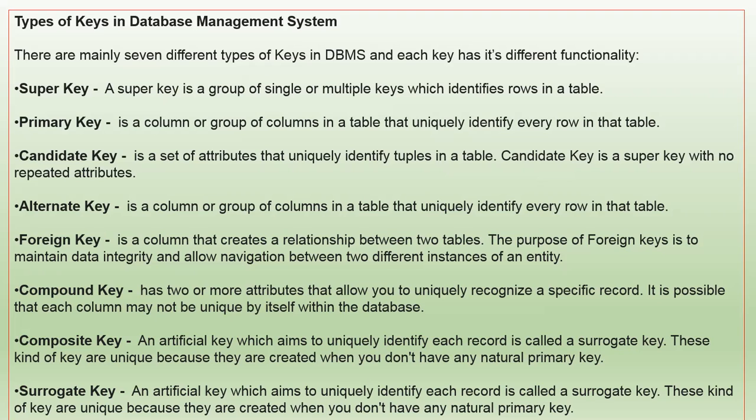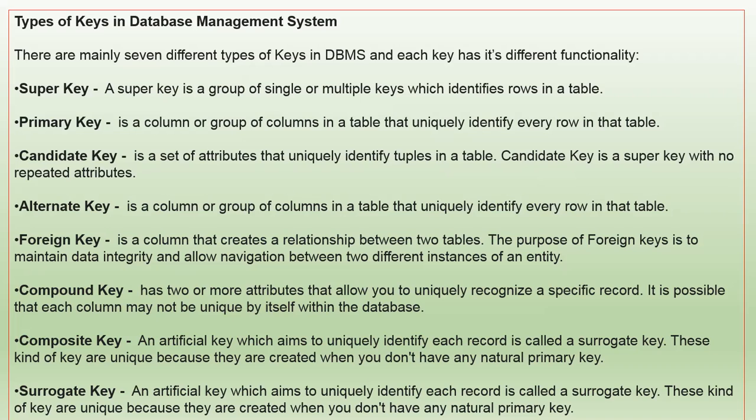Next key is alternate key. An alternate key is a column or group of columns in a table that uniquely identify every row in that table. Foreign key. A foreign key is a column that creates a relationship between two tables. The purpose of foreign keys is to maintain data integrity and allow navigation between two different instances of an entity.